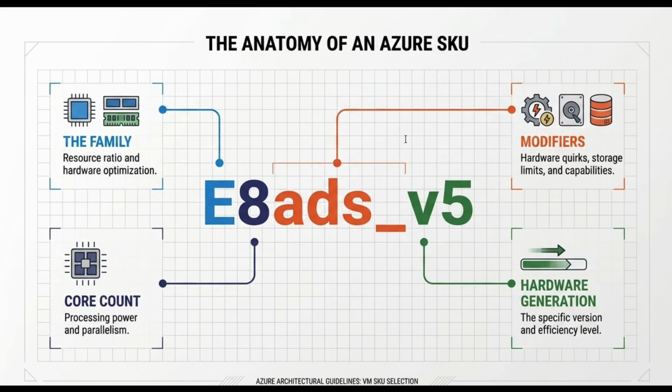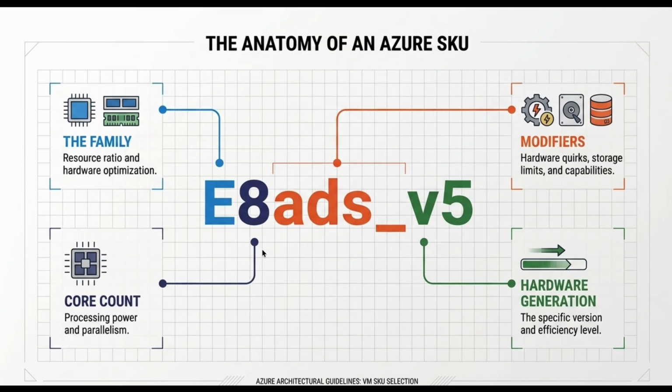Now let us decode this virtual machine name. So you see E8ADSv5. At first glance it looks complicated, but once you break it down, it becomes very easy. Every Azure VM size or SKU is made up of different components. That is your VM family, which is determined here by E, the first character. Next is the CPU count, how much CPU is going to be there for your virtual machine. So in this case, we have 8 CPUs.